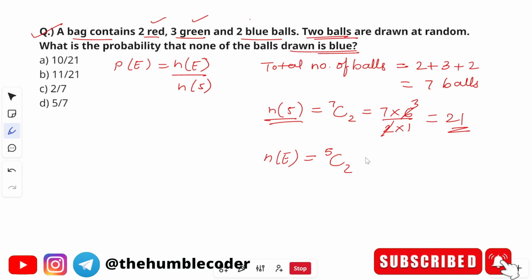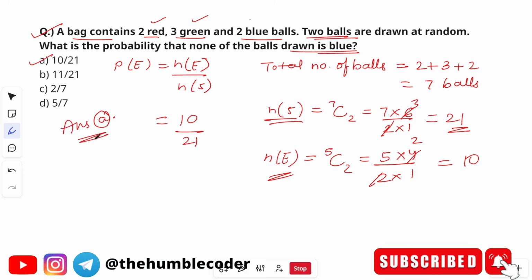So 5C2 is the combination formula that we will be applying. Simply 5 into 4 divided by 2 into 1, and when we solve it, it will be 10. So we have the values of n(S) and n(E). When we substitute this, we will be getting 10 by 21. So the correct answer will be option A. Okay, let's now move on to the next question.